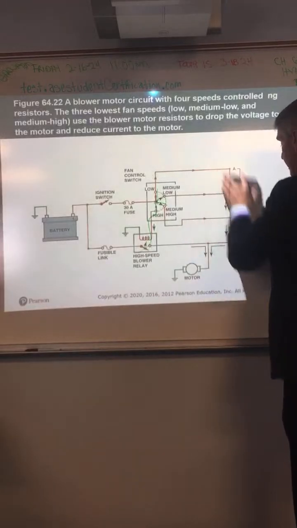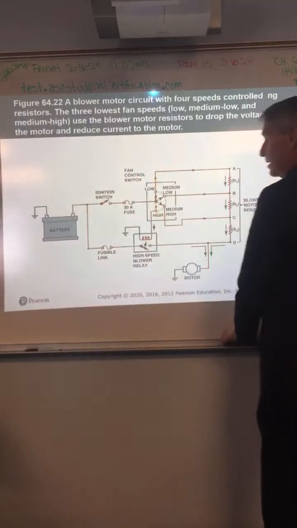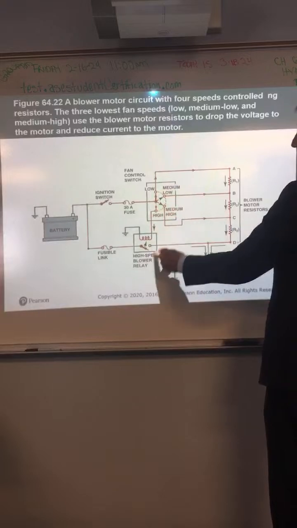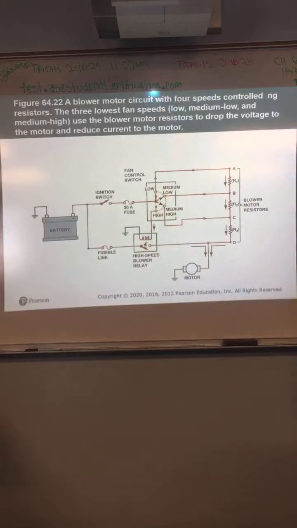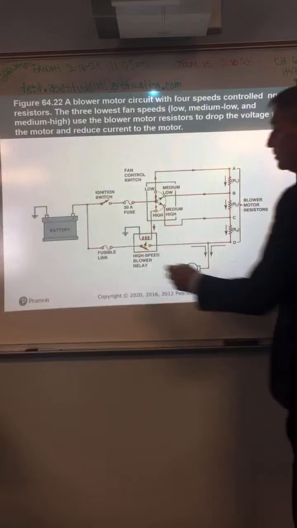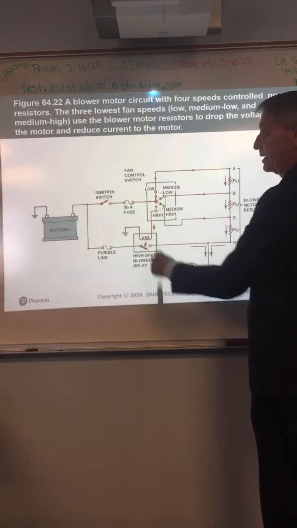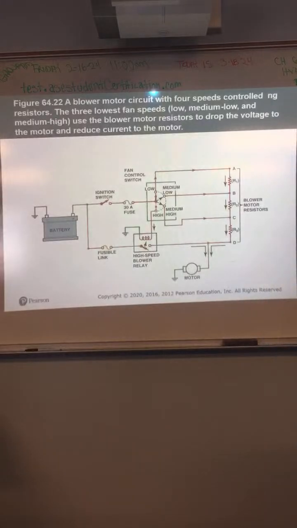Now, you have another scenario where it works here, it works here, it works here, but when I turn it on high, it just shuts off, nothing happens. I got no high blower speed. Then you've got a problem with the fusible link here or the relay. So if it's low, it's one of the resistors, but if it's high, then it's the link or the relay.